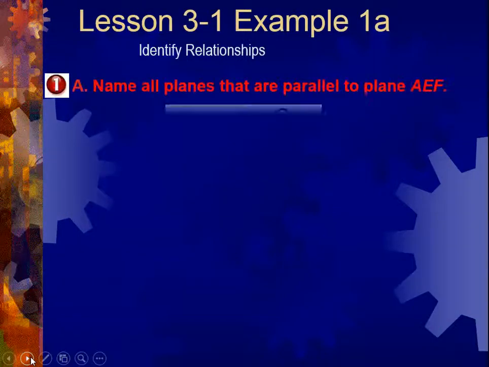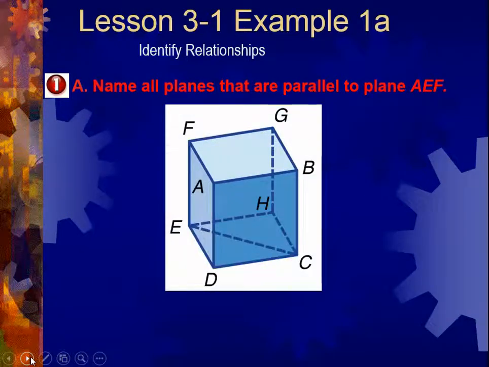Okay, so here's an example. Let's see how well you do. Name all planes that are parallel to plane AEF. So first we have to identify plane AEF. So it's this left side of the cube here. We could have named it FED. Again, any combination of 3 of those points would symbolize the same plane. But it's the left-hand side here, and we want all the planes that are parallel to that.